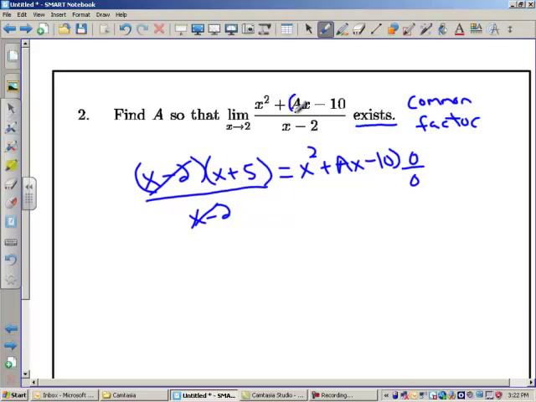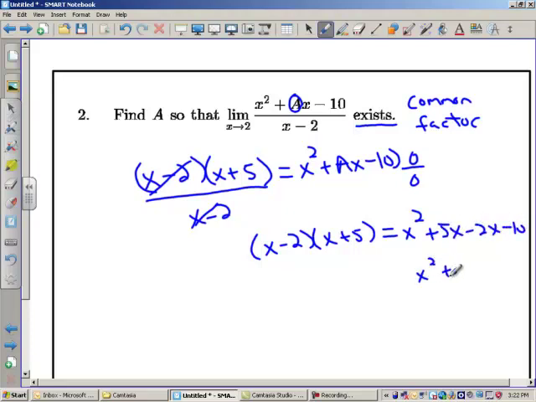So let's figure out what this value of a is. If the other factor was x plus 5, then this will FOIL out or multiply out to be x squared plus 5x minus 2x minus 10, which would be x squared plus 3x minus 10. And so here, a has to be 3. So that is the answer to that.